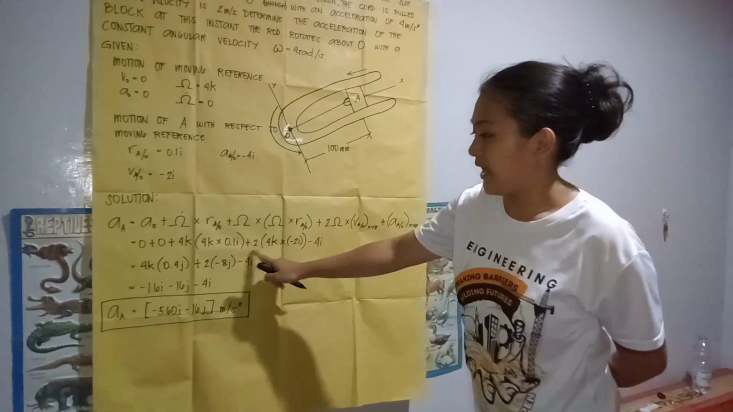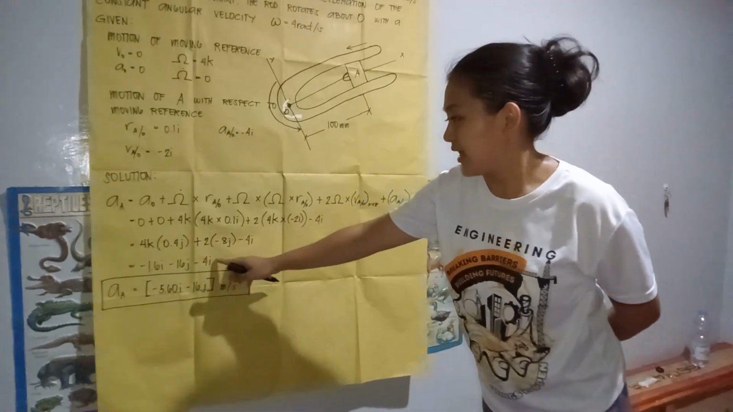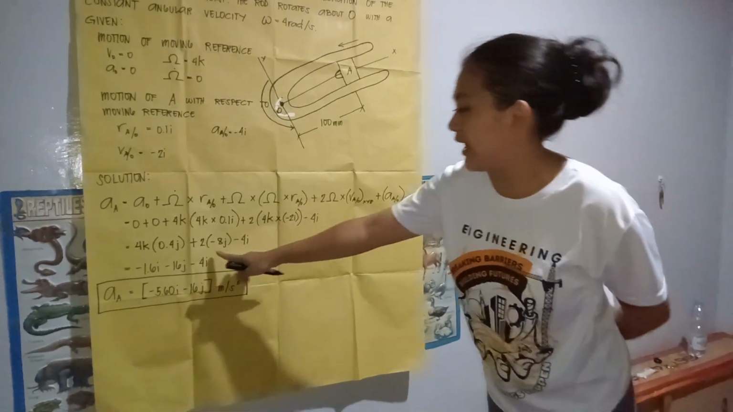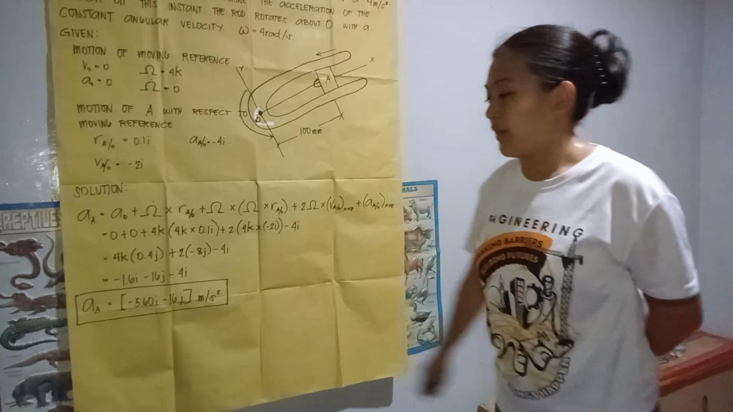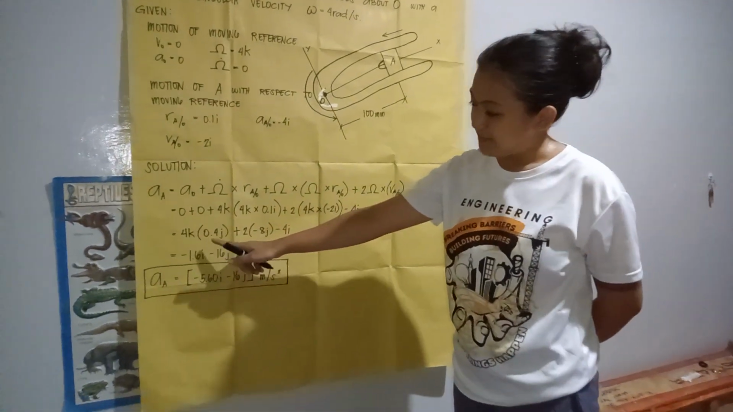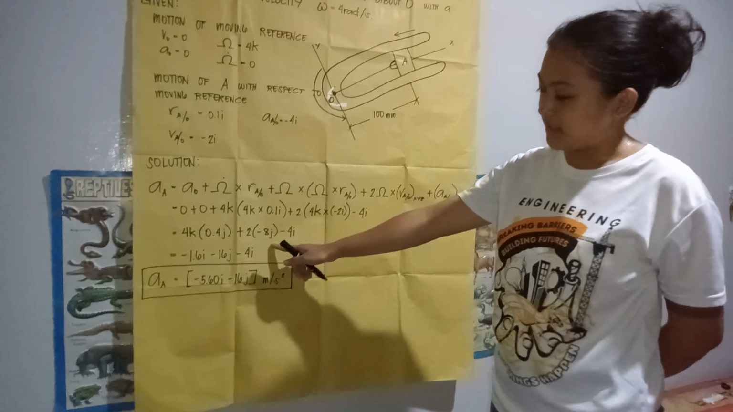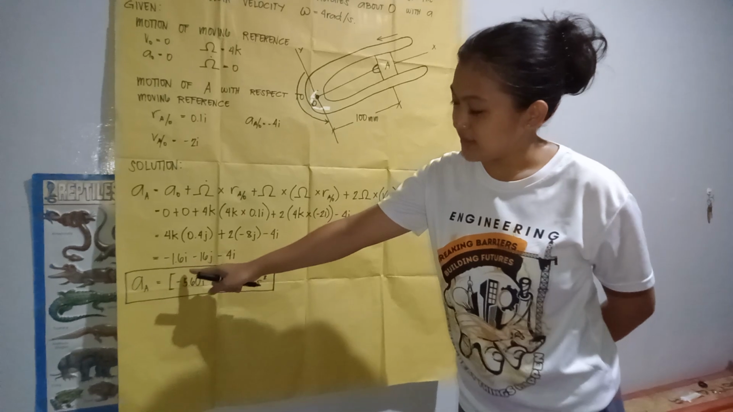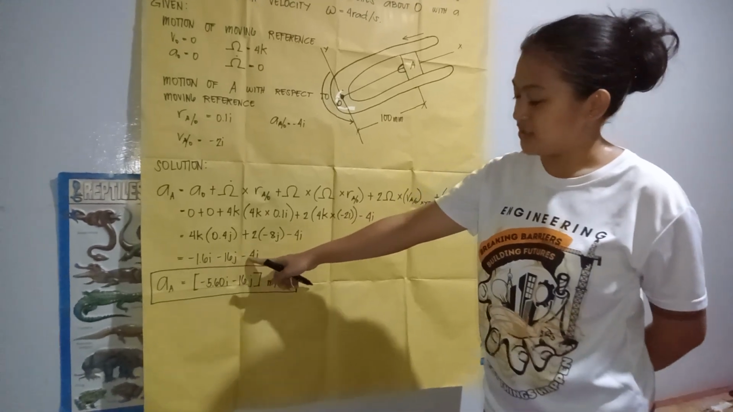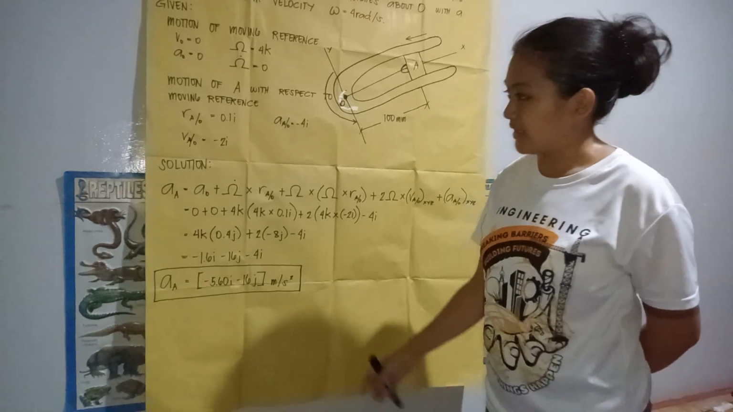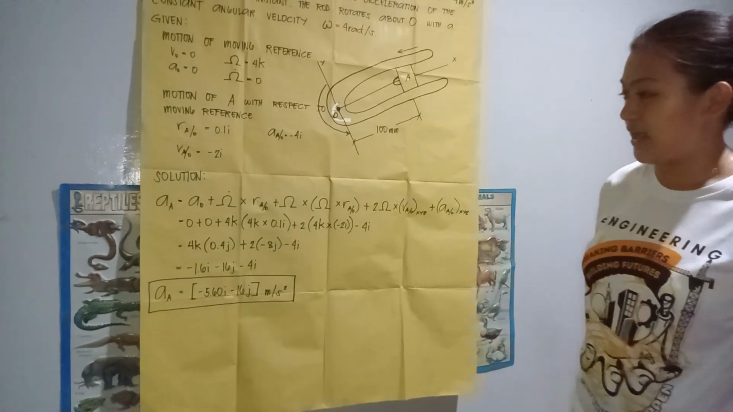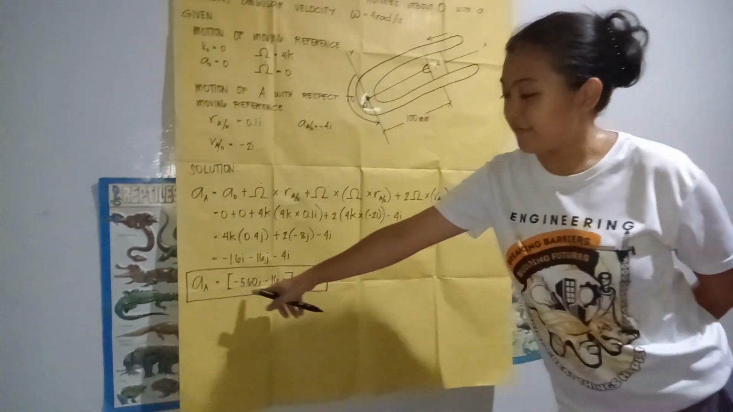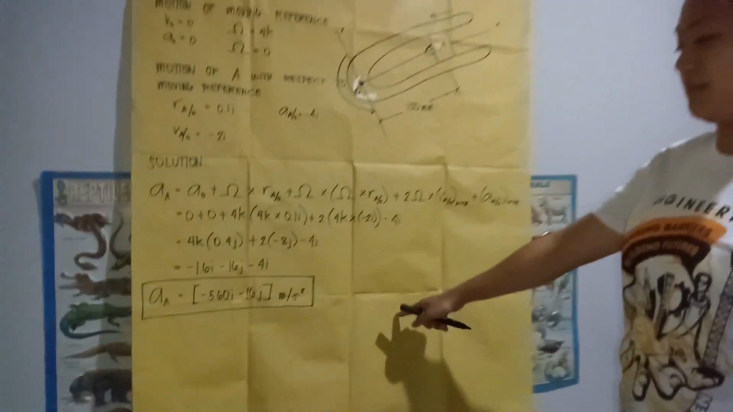4k times 0.1i gives 0.4j, and 4k times negative 2i gives negative 8j. So our equation now is 4k times 0.4j plus 2 times negative 8j plus 4i, which equals negative 1.6i minus 16j plus 4i. So our acceleration will be 2.4i minus 16j meters per second squared.